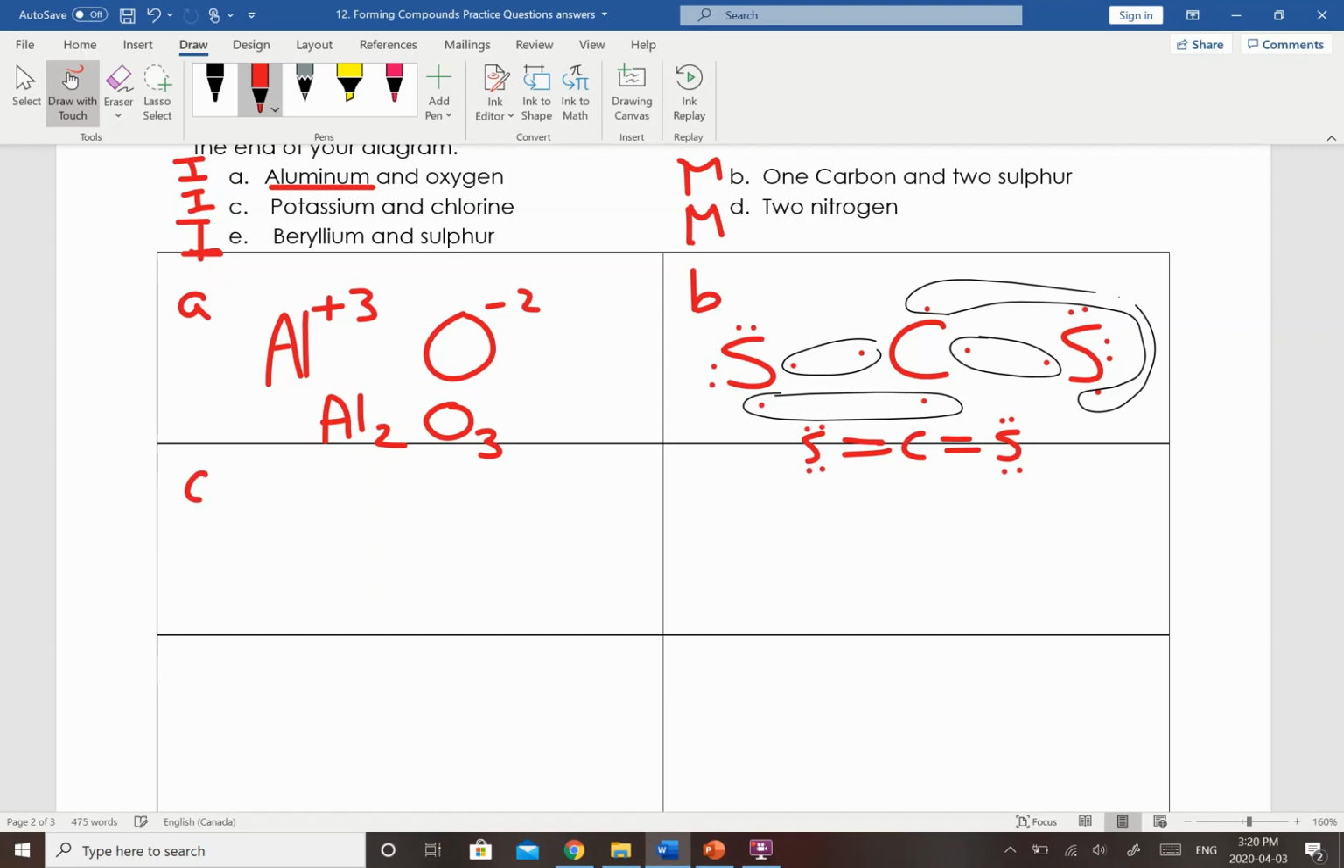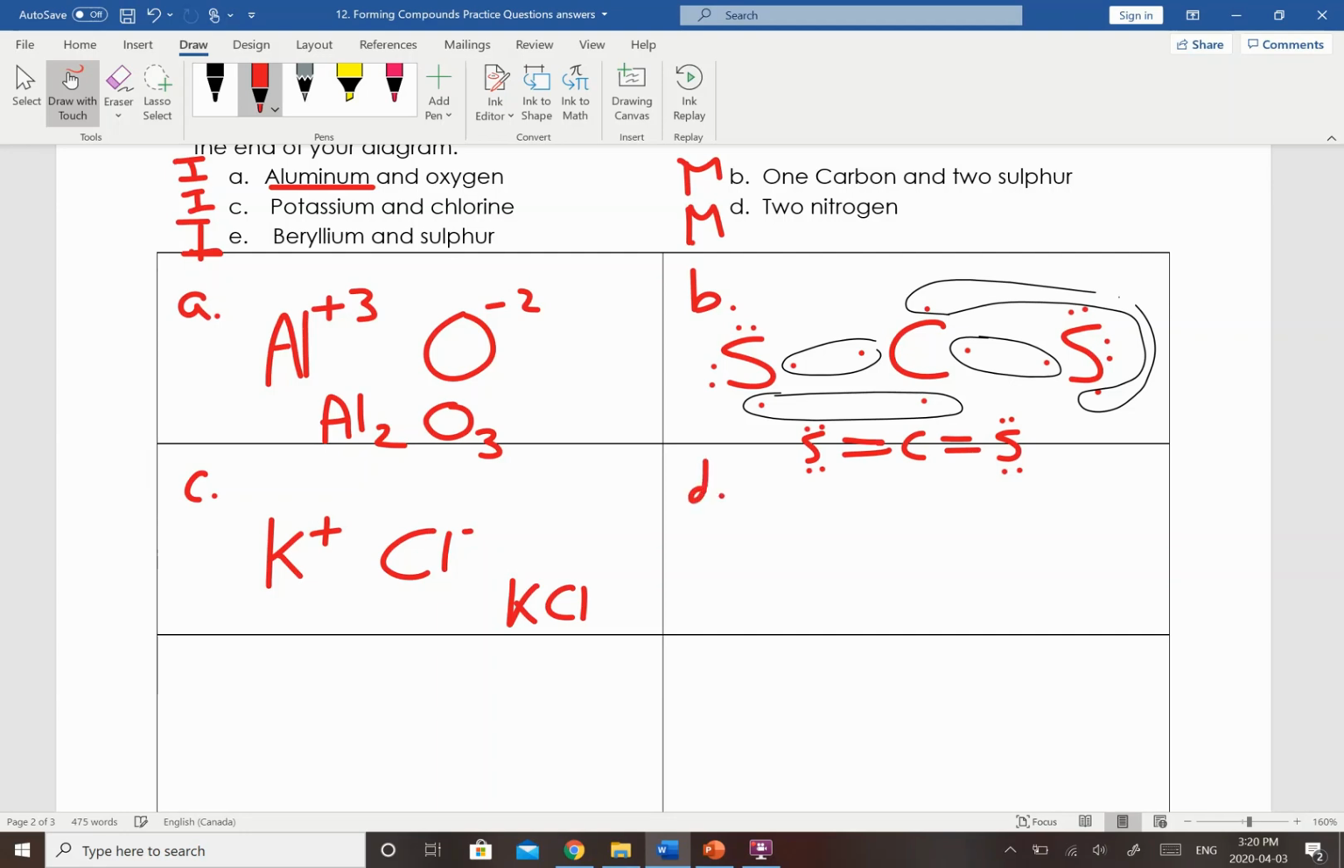All right, let's do C over here. Potassium and chlorine. So potassium will have a plus charge, chlorine will have a minus charge, so we end up with KCl.